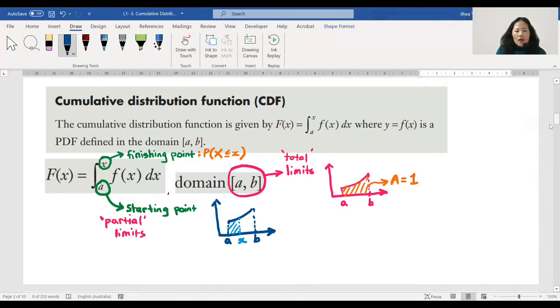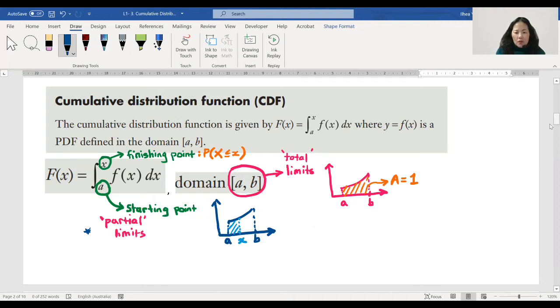So I said CDF is a general formula. So what does that mean? It's just a capital F of x equals. Now this new limit here, that A is a starting point. Okay, starting point. Now you might say, Miss, why can't we just go A to B? Well, if you do A to B, we know the answer. It's going to be 1. So it's no fun, okay?